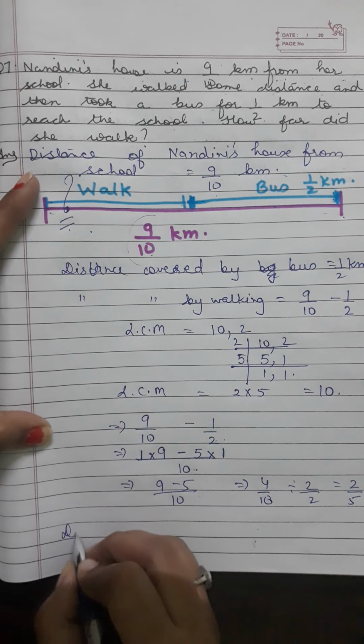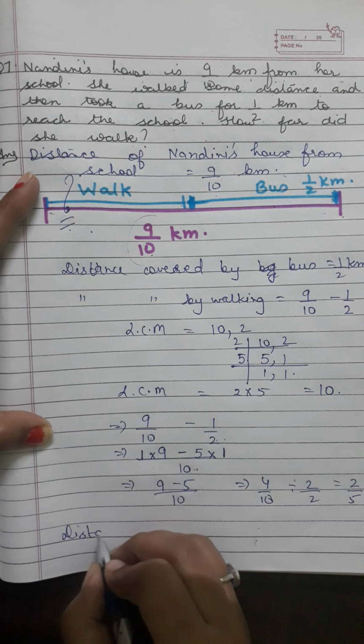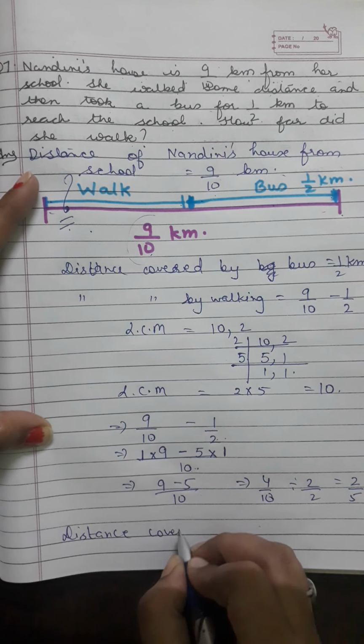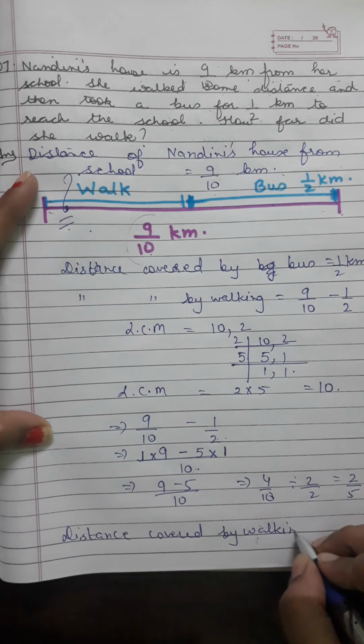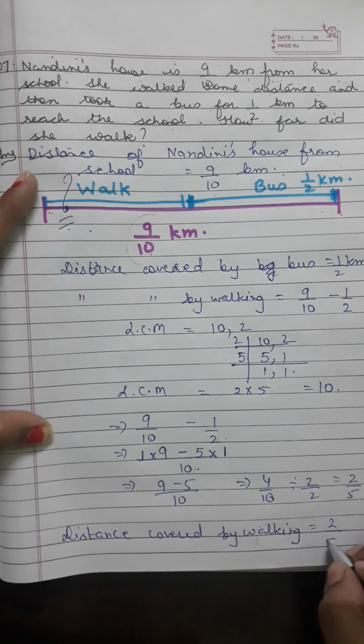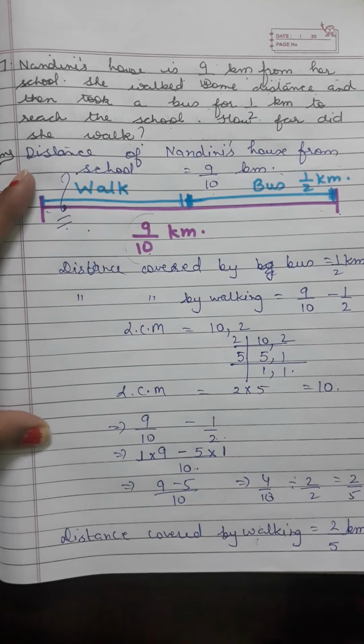So the distance covered by walking is 2 by 5 kilometers.